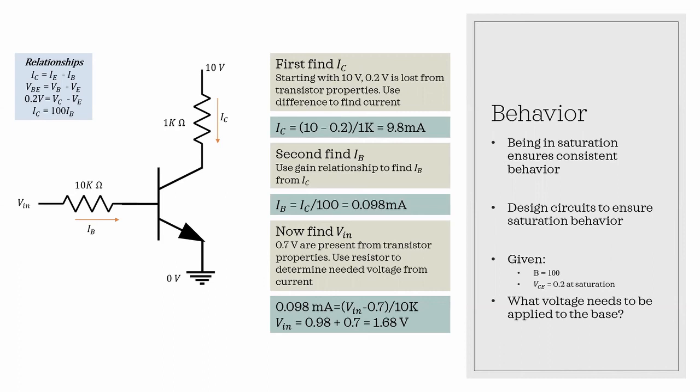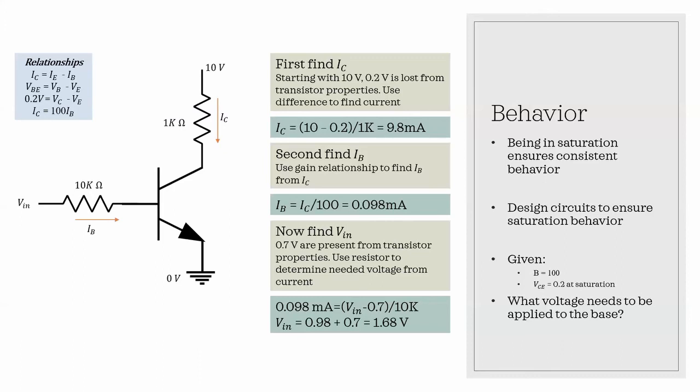The current input to the base is the voltage over the resistance on that branch. But we're looking for that voltage, and we also need to take into account the 0.7 volt loss from the semiconductor properties, giving us our equation of base current equals Vin minus 0.7 over 10K. Now we just need to solve for the voltage. We do so, and we find it is 1.68 volts applied to our base to give us our saturation voltage.